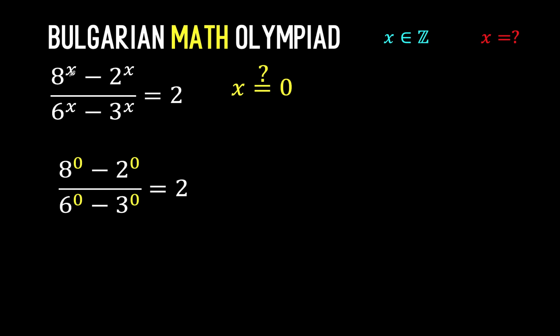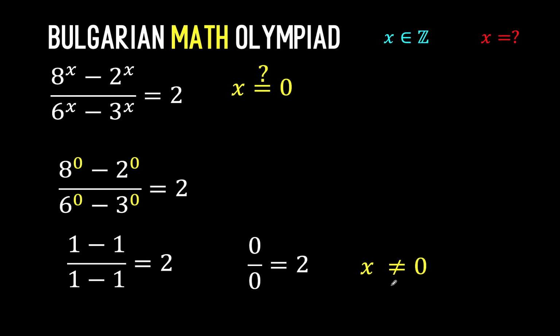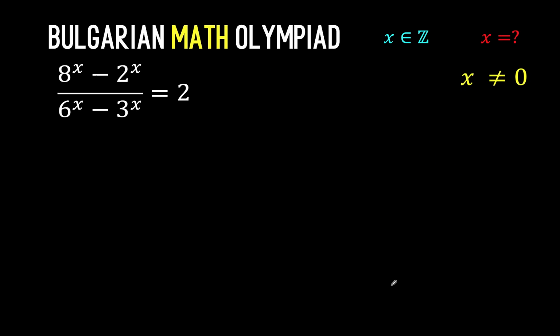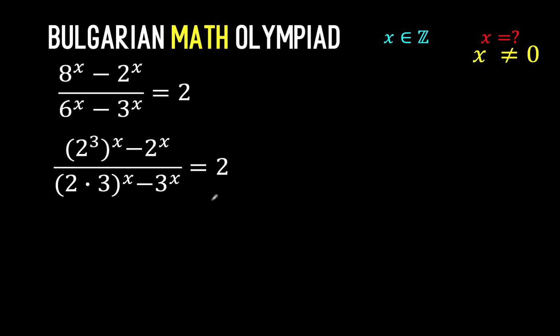So if x is 0, we have (8^0 - 2^0) / (6^0 - 3^0). And that gives us (1 - 1) / (1 - 1) = 2. And that resulted to an indeterminate form, 0 over 0 equals 2, which is not correct. So here, we know that x is not equal to 0. Next, let's simplify this given equation.